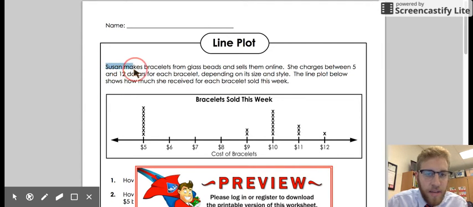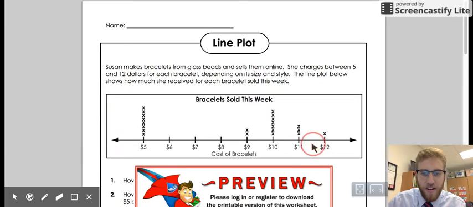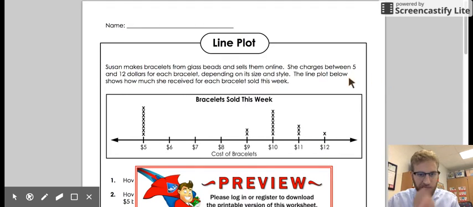It says, Susan makes bracelets from glass beads and sells them online. She charges between $5 and $12 for each bracelet, depending on its size and style. It's saying bracelets can be as low as $5 and as high as $12. And when I look down at my graph here, I can actually see that they're as low as $5, and some even were $12 bracelets.